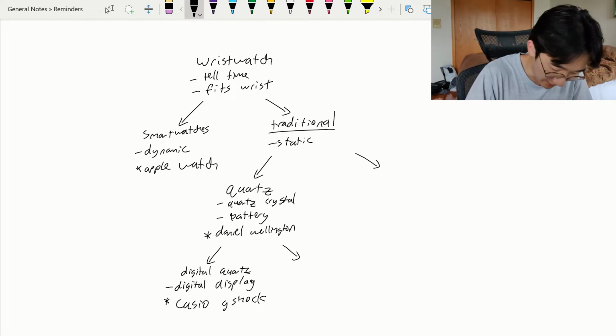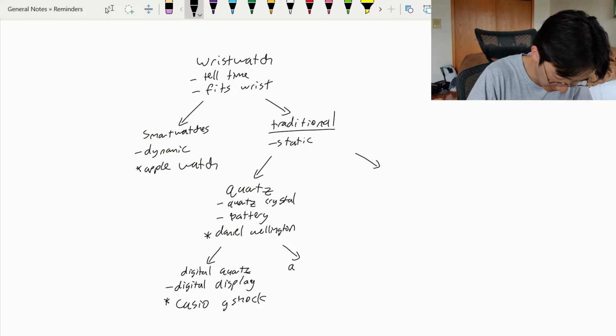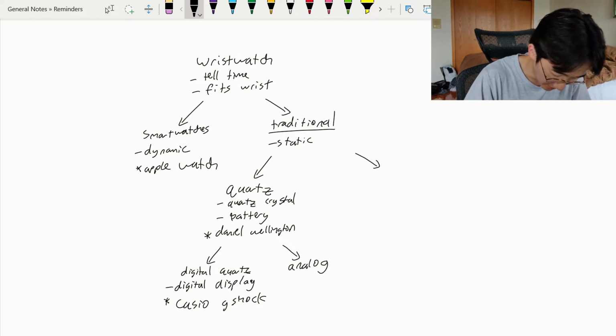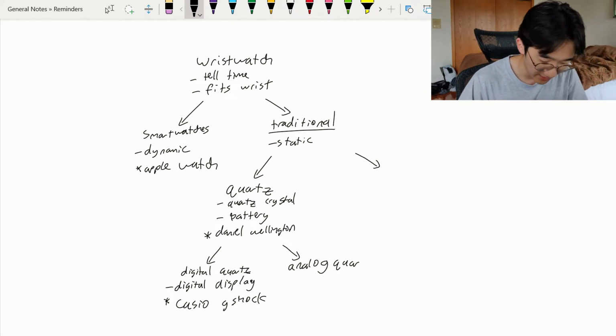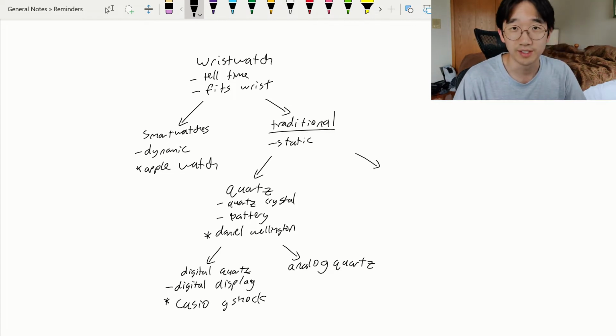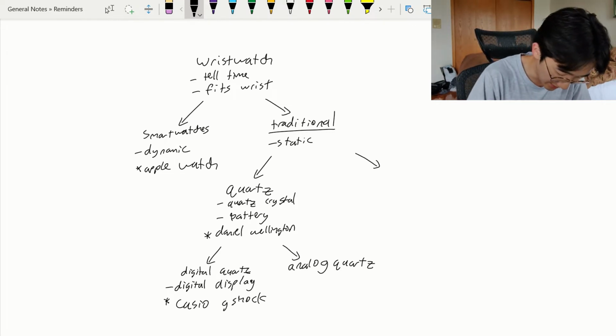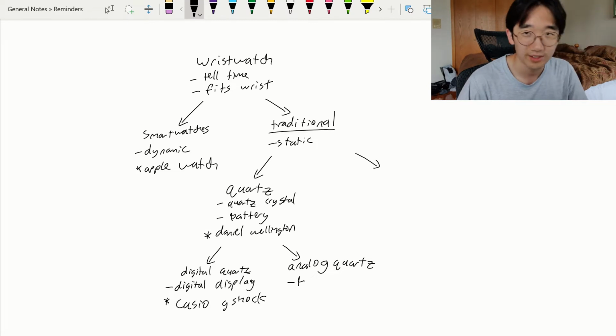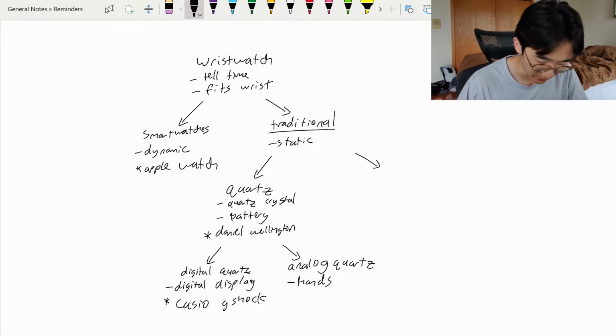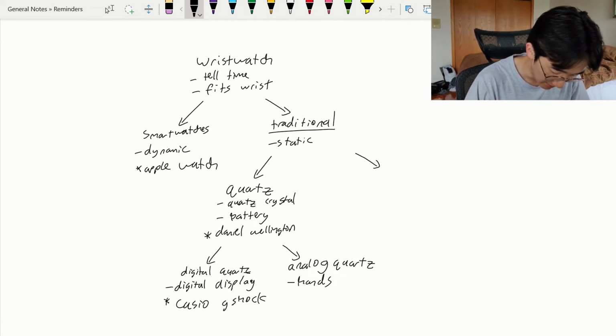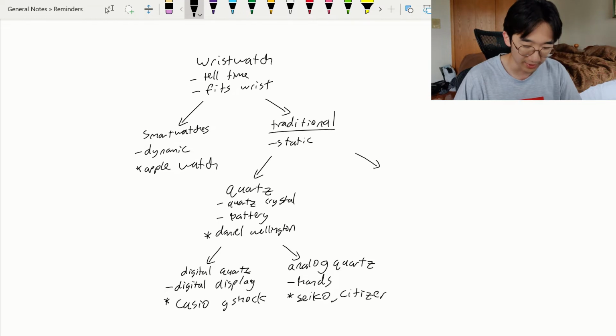And on the other hand, we have analog quartz, if you want to be more specific. That actually, the Daniel Wellington fits into that too. So basically it has hands, like a typical watch. You can also think of something like maybe Seiko has a lot of quartz watches. Citizen has a lot of quartz watches as well. And so that kind of rounds up the quartz side of things.